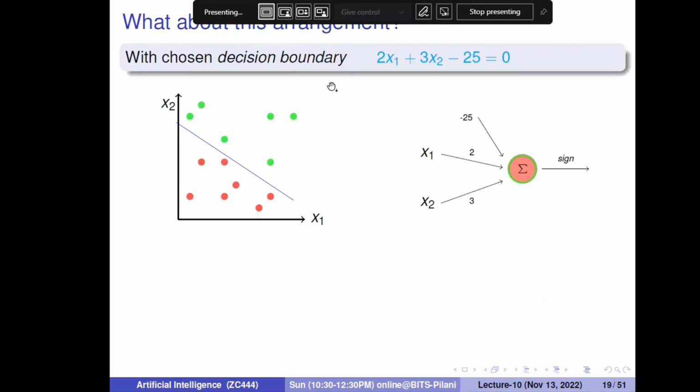So 2x1 plus 3x2 minus 25. If a new point comes, I take the x1 value multiplied by 2, take the x2 value multiplied by 3, subtract 25, and then find the summation of these quantities. This summation represents the term by term multiplication. I can say that these are the weights, and then I take out the sign.